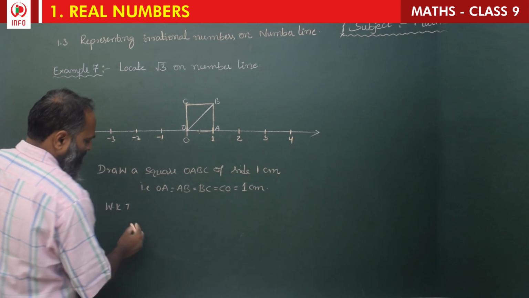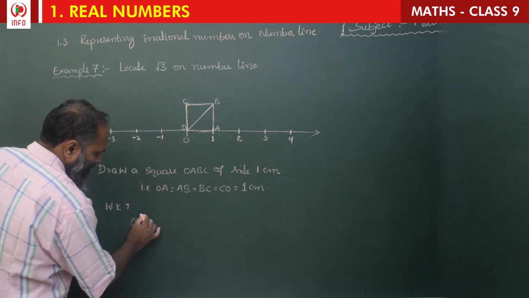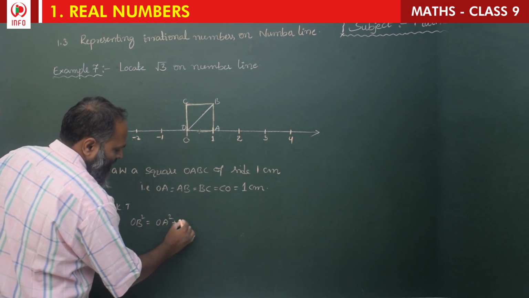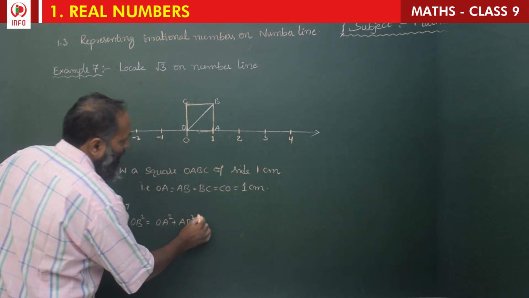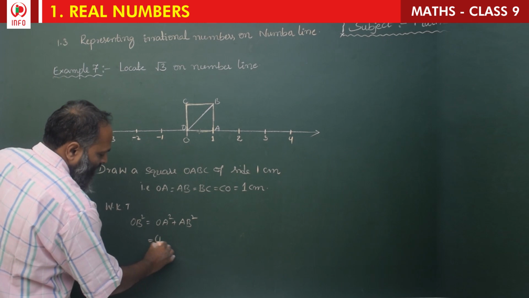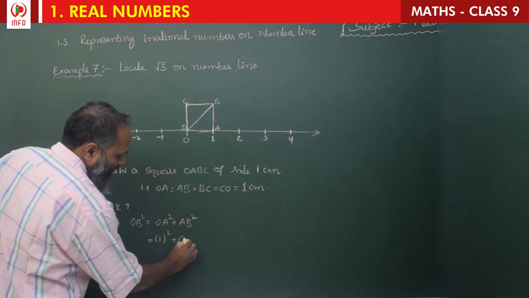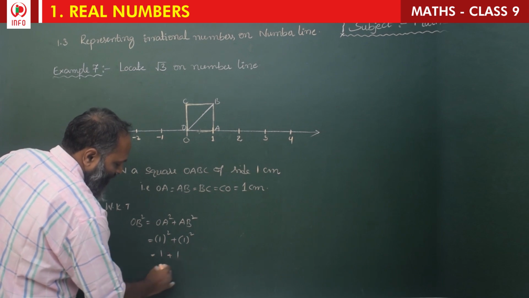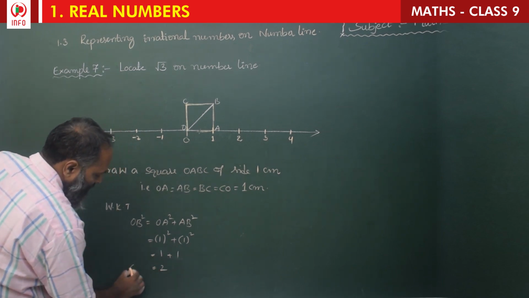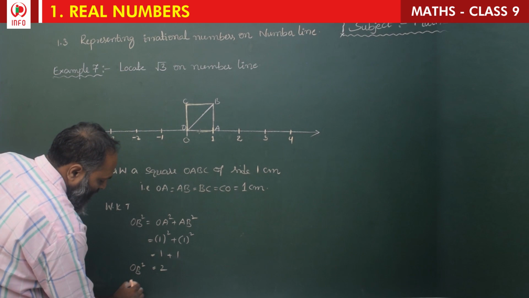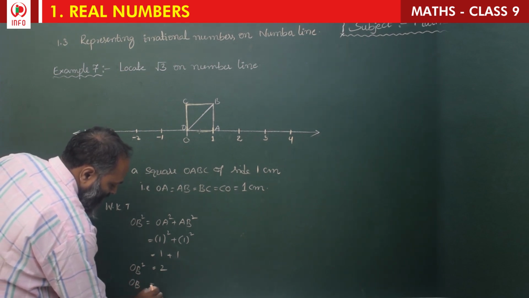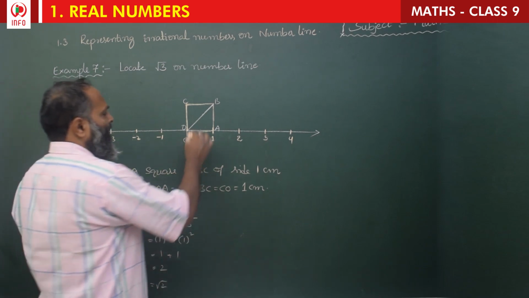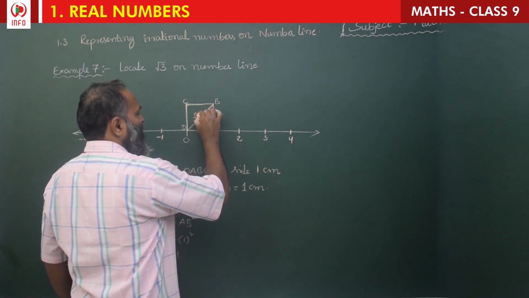OB square is equal to OA square plus AB square. OA square is 1 centimeter square and AB square is 1 centimeter square. 1 square is 1 and 1 square is 1. 1 plus 1 is 2. OB square is 2. OB is equal to root 2. What is OB length? OB length is root 2.